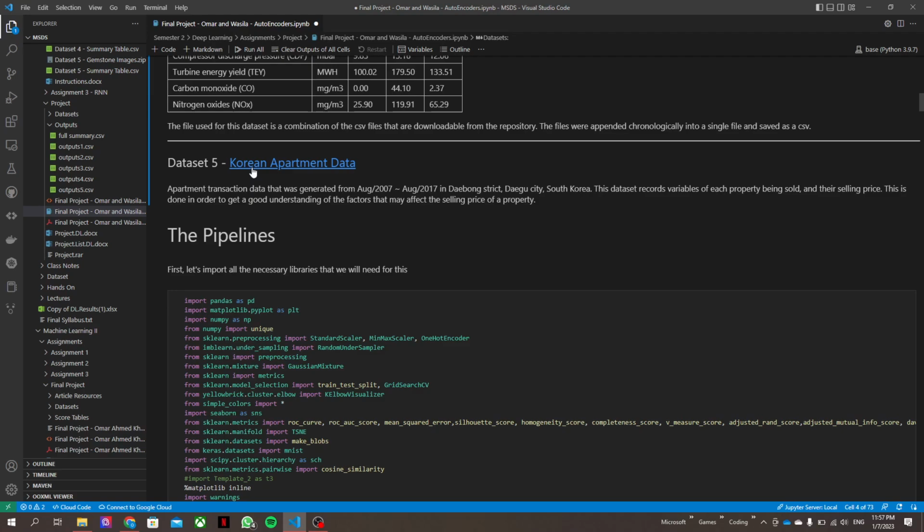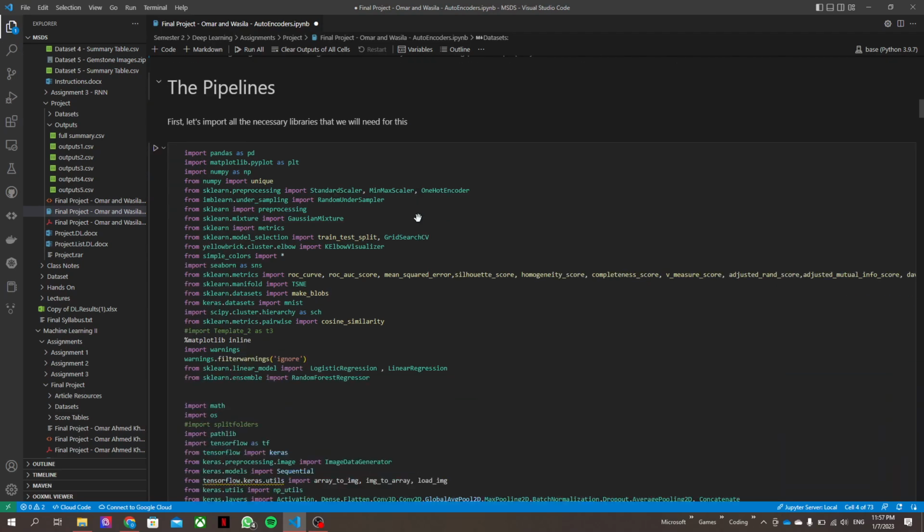The Korean apartments data set gave us a rundown of 10 years worth of sales of Korean apartments, and it gave us their sale price against all of their different factors. Basically, it gives the rundown of how different factors affect their sale price. Our job was to understand that relationship.